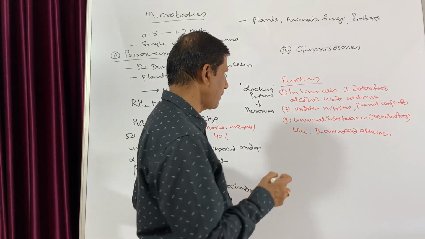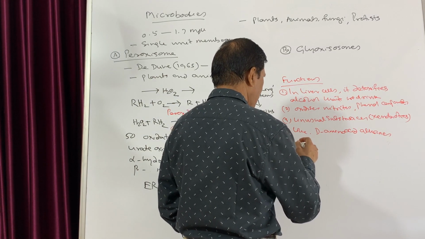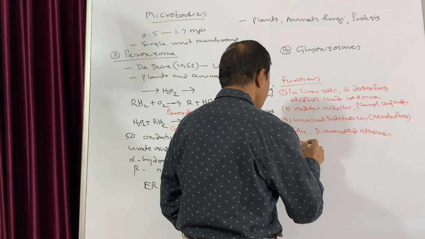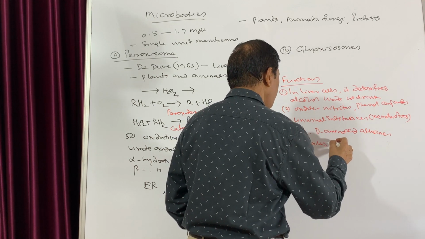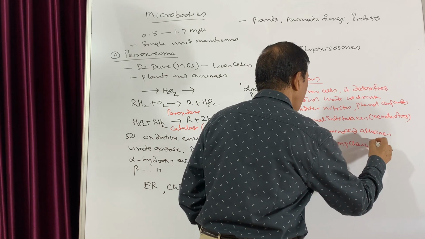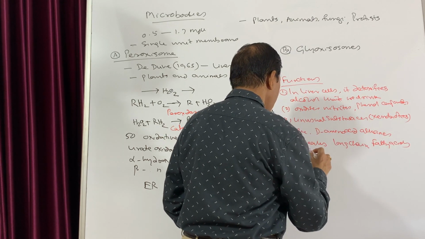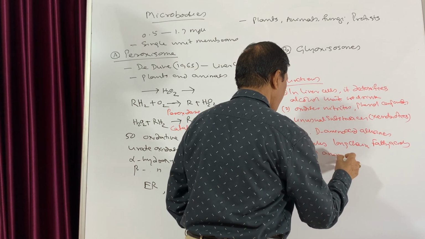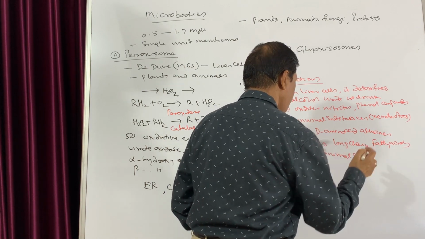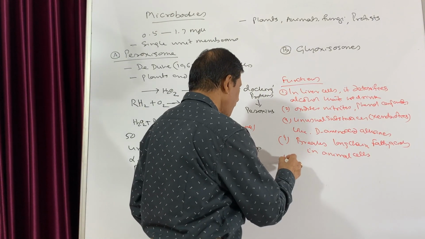This is very important. Then another important function is that it breaks long chain fatty acids in animal cells, only in animal cells, not in plant cells. Now in the case of plants, what is the function?